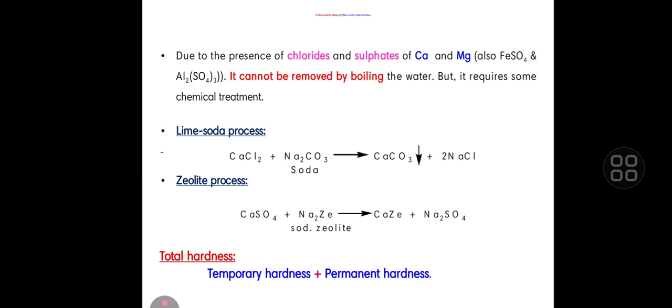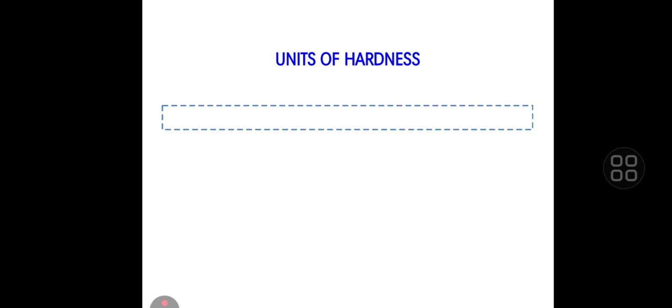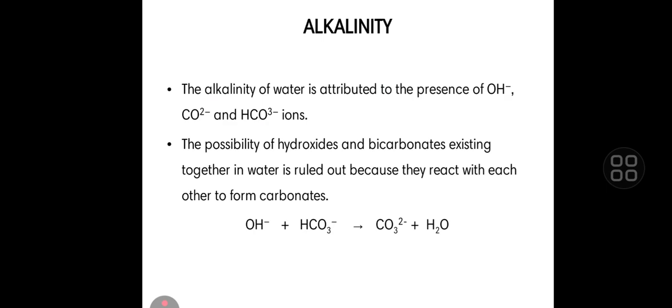Total hardness is equal to permanent hardness plus temporary hardness. The units of hardness are ppm, milligram per liter, degree Fahrenheit, and degree Celsius. Next one is alkalinity. Alkalinity is the water attribute associated with the presence of bicarbonate ions, hydroxyl ions, and carbonate ions. The possibility of hydroxide ions and bicarbonate existing together in water is ruled out because they react with each other to form carbonates.